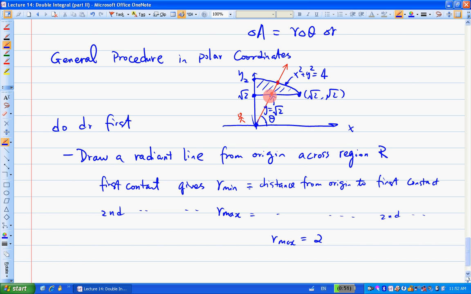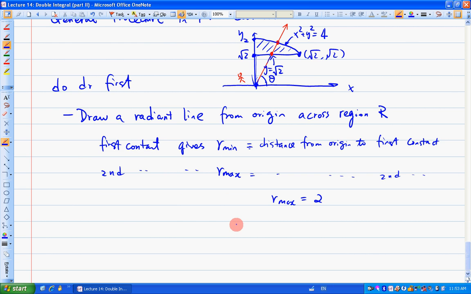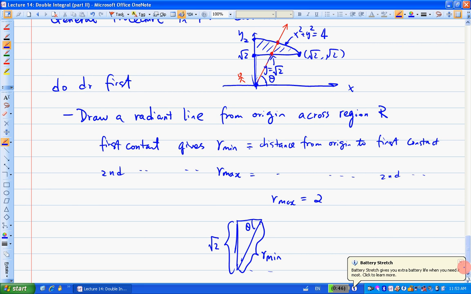Now we're looking for this distance. Let's look at this triangle here. What's this side here? The length is root 2. We're looking for this distance, which is r min. And where's the theta? Theta is over here, so this angle here is theta. Can you tell me what r min is now?